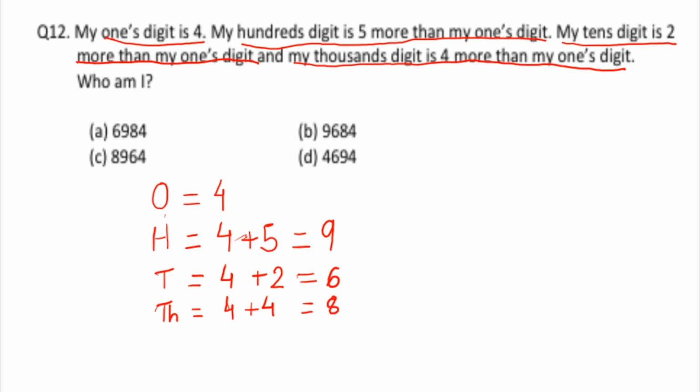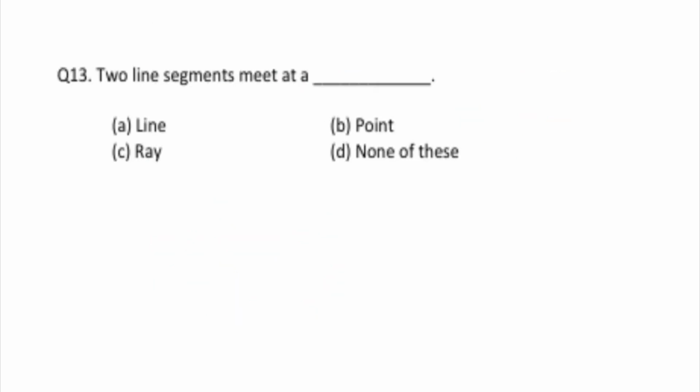Now as we know the places are thousand, hundred, tens and ones. Let's put them in place. Ones place is 4. Tens place is 6. Hundred place is 9. And thousand place is 8. So the number is 8964. So the answer is option C, 8964. Okay, did you understand how to do this? Very well. So question number 13.